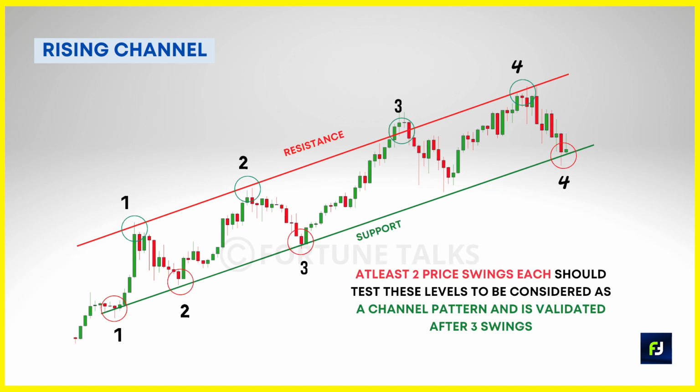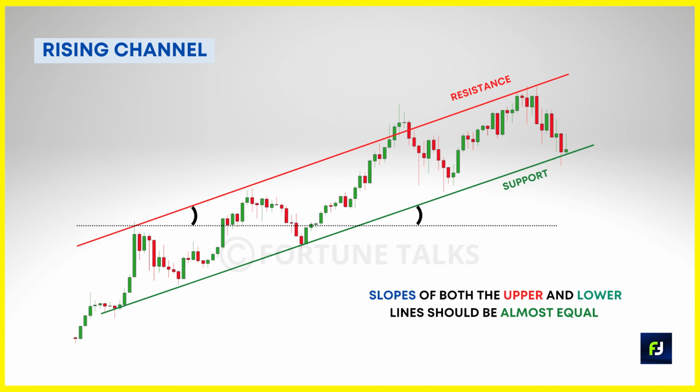Moreover, we need at least 2 price swings on each of these lines to consider it as a trend line, and to confirm it as a valid line, we need at least 3 swings on each of them. Now, another important thing to keep in mind is that the lines should be parallel to each other, or in simple terms, the slope of both the upper and lower lines should almost be equal. And if the slopes are different, we know what it means, right? It will be a different price action altogether, and it will form a rising wedge pattern.